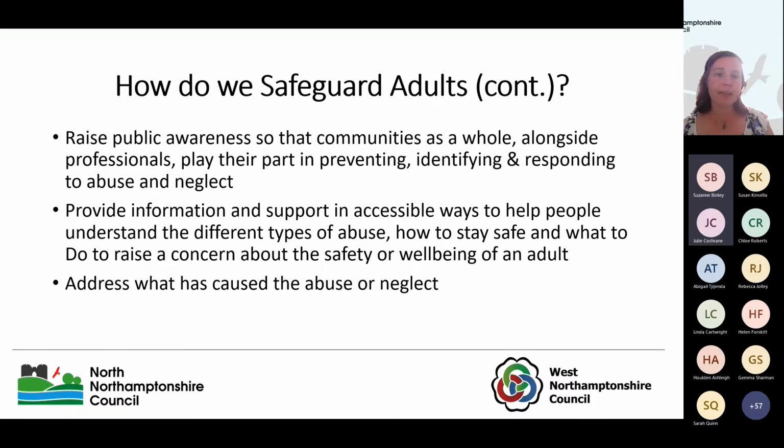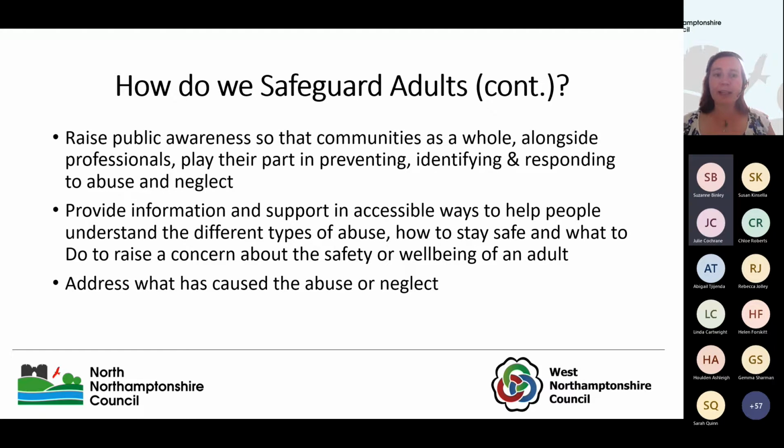We need to provide information and support in accessible ways to help people understand the different types of abuse, how to stay safe and what to do to raise a concern about the safety or well-being of an adult. So it could be making sure that adults themselves know what to expect, what's right, what's wrong, what standards they should be able to expect when they're being cared for by somebody. Okay, because sometimes the first time people have contact with adult social care is when they receive it, so they may not know what to expect.